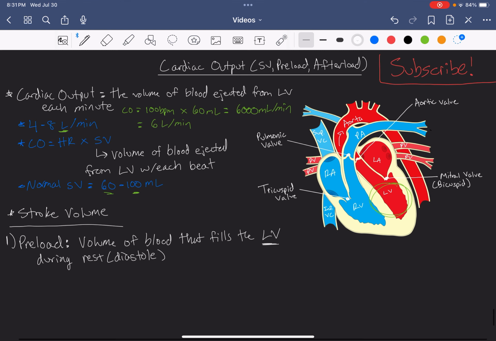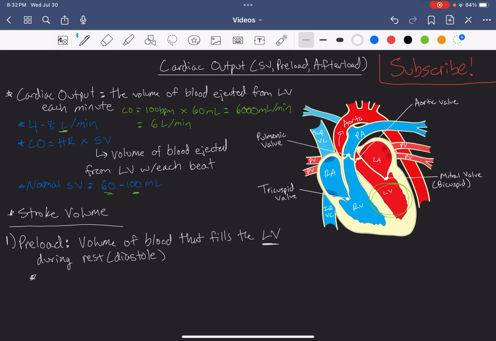And I know I'm saying left ventricle here. Technically it could be the right ventricle as well. But for this video, for these concepts, it's easier just to focus on one side of the heart. So focus on the left ventricle to make it a little easier to make sense. Okay, so it's the volume of blood that fills the left ventricle during rest. That's how I like to think about it. Makes it a little bit easier.